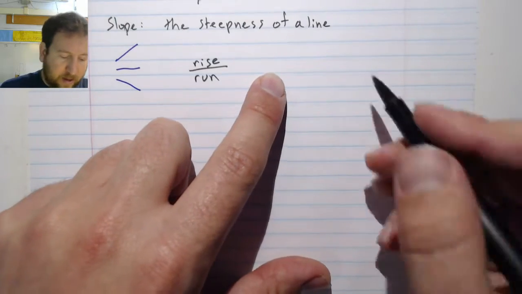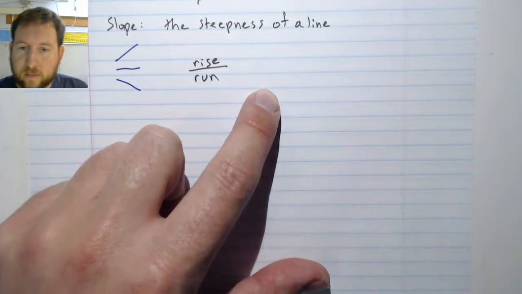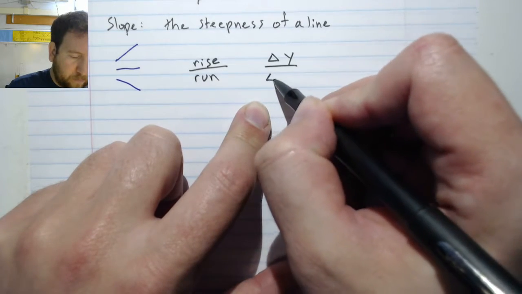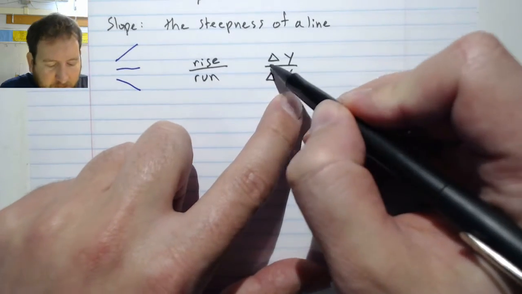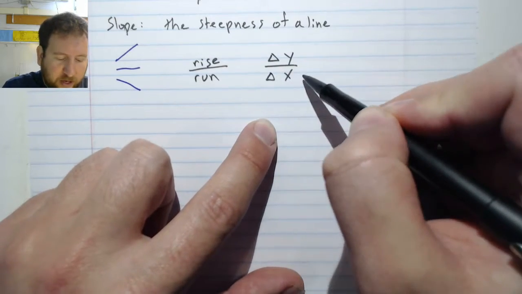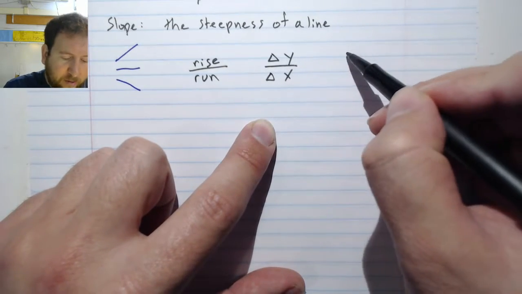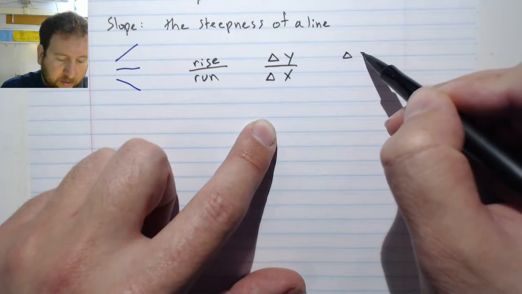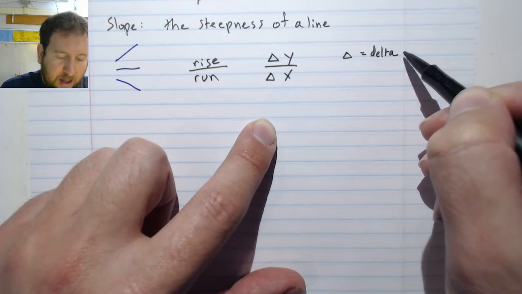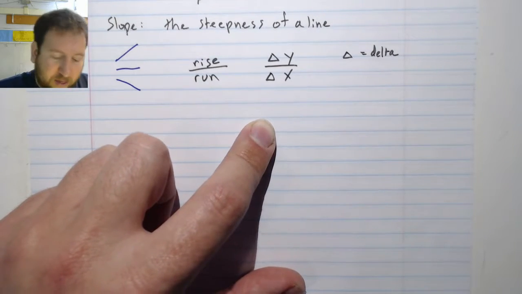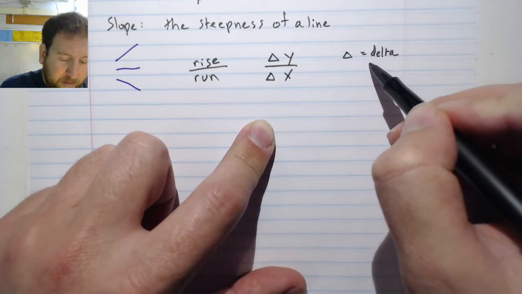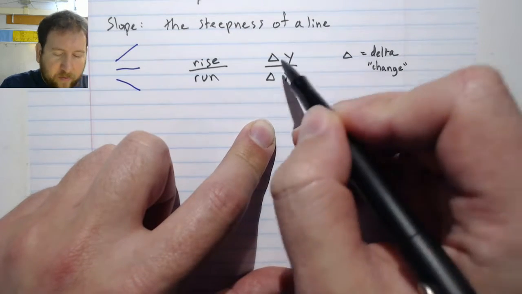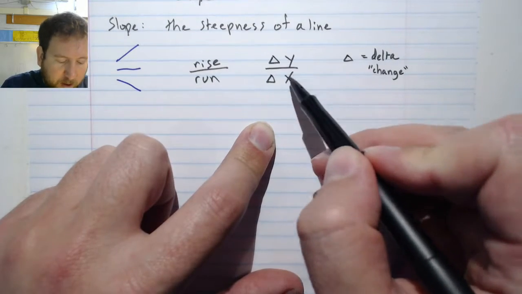Or we see it written like this: we say this as the change in y over the change in x. This little triangle is actually a letter in ancient Greek, and it is called delta. And delta, when we write it in math or physics or anything like that, means change. So whenever we see this, it really means the change in y over the change in x.